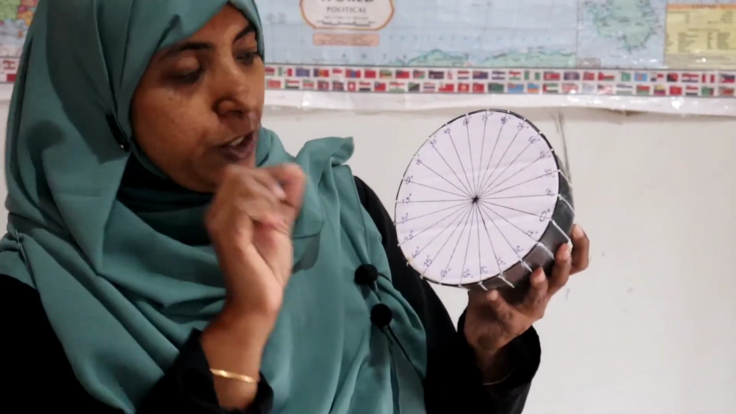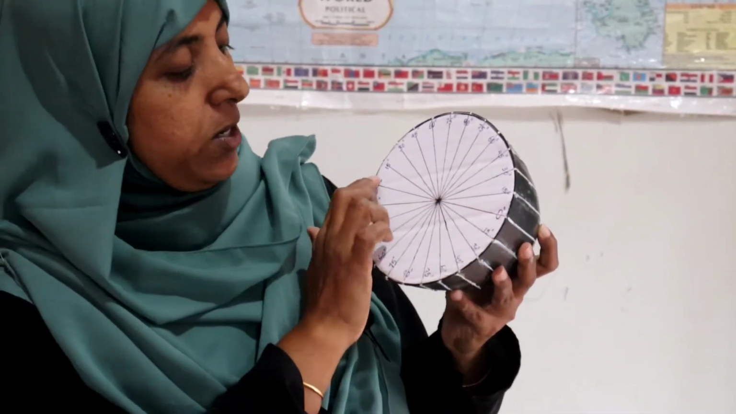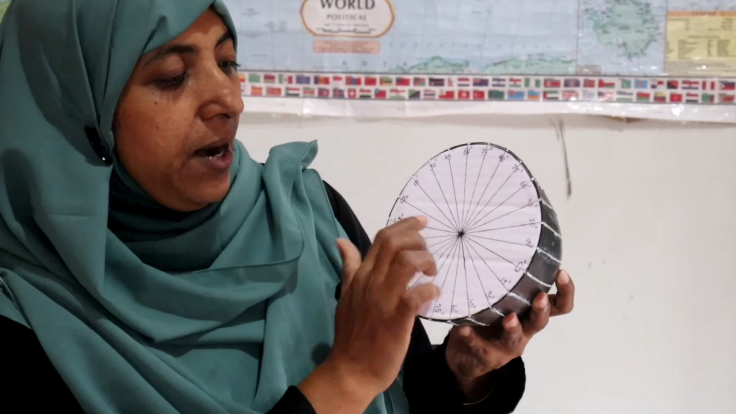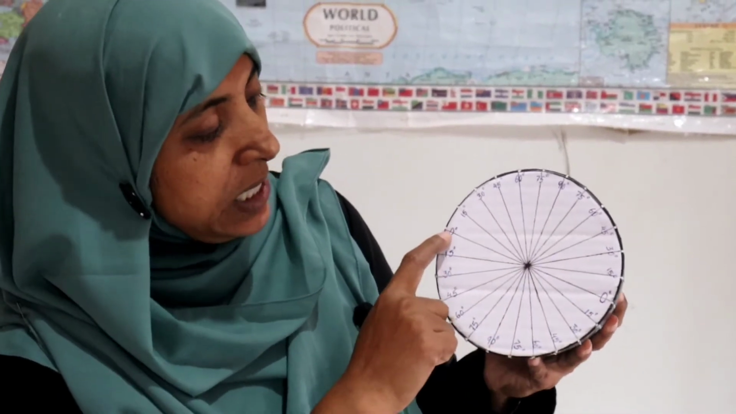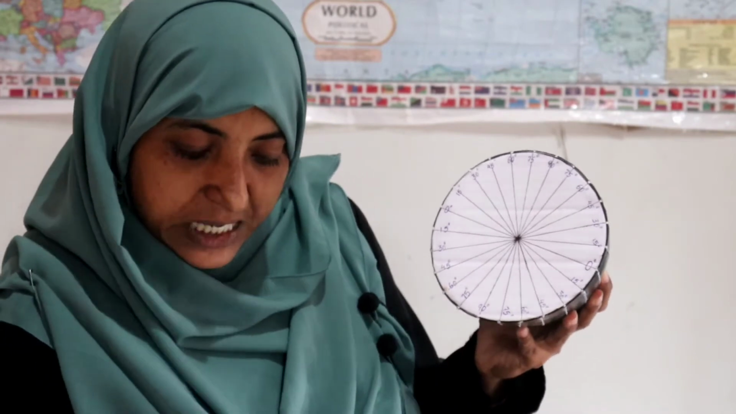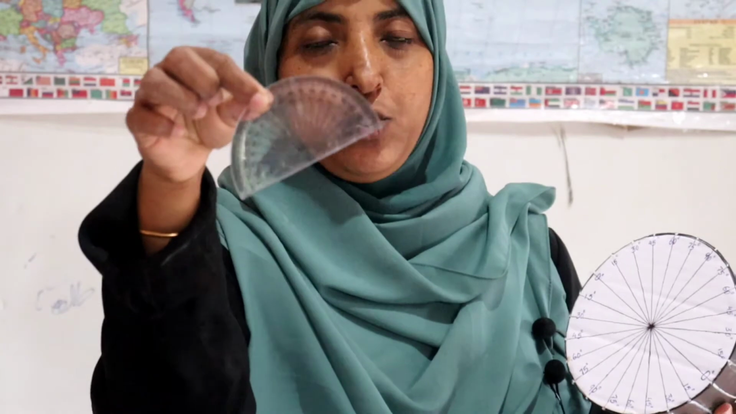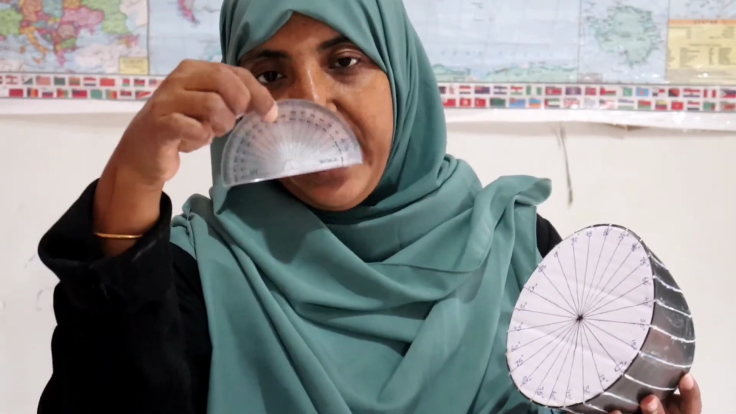Okay, then draw a line. That line is our equator. Here you can see 0 degree. I write here 0 degree. It is our equator. Then please take this one. Okay, in your math geometry box you can see this instrument. What's the name of this? Yeah, it is a protractor. Here you can see so many degrees are marked.